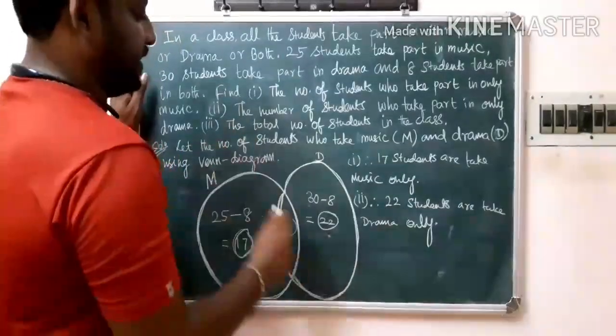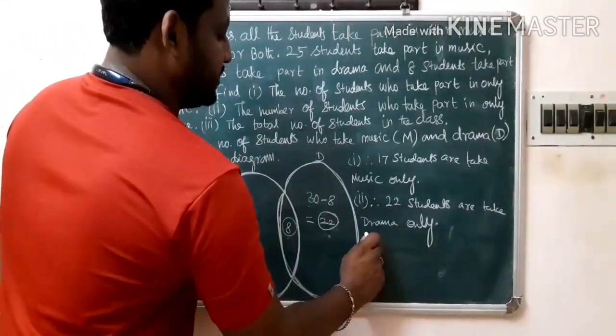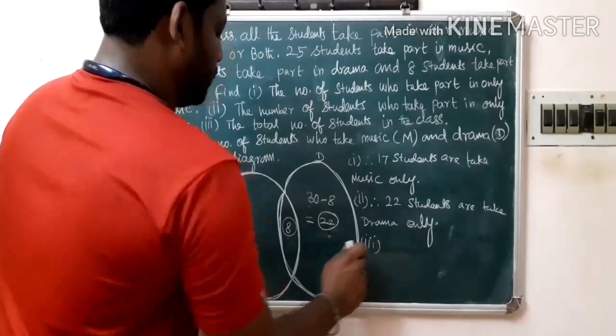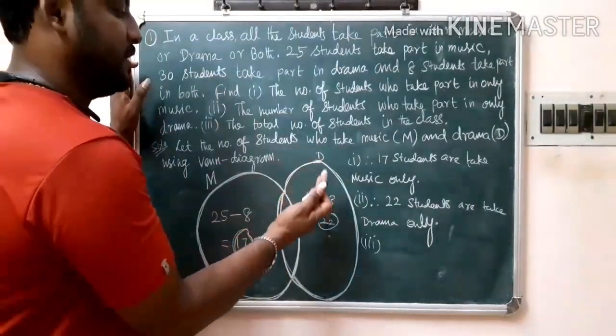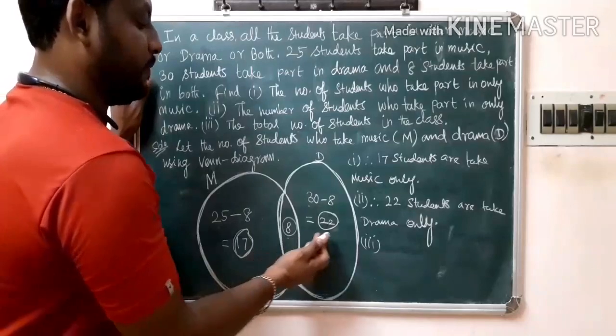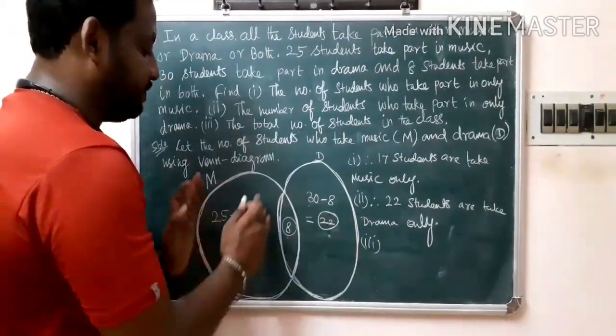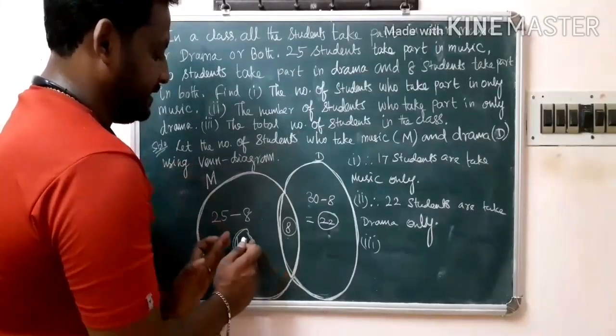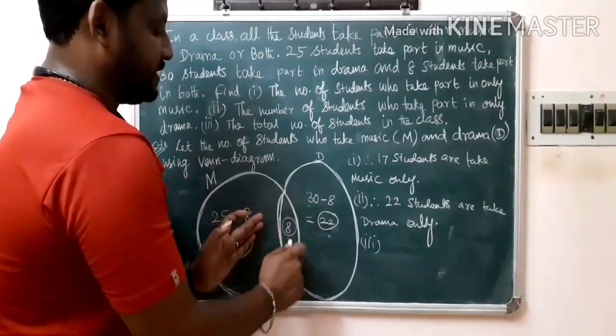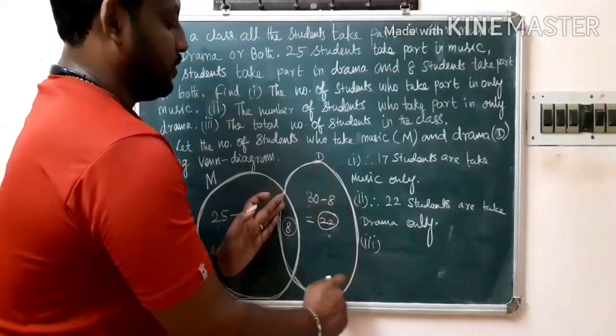And then the third question is the total number of students. So how many students are there? 17 plus 8 plus 22. I already told you, the total number of students means you have to add this part only, 17, and this part is 8, and this part alone, 22.